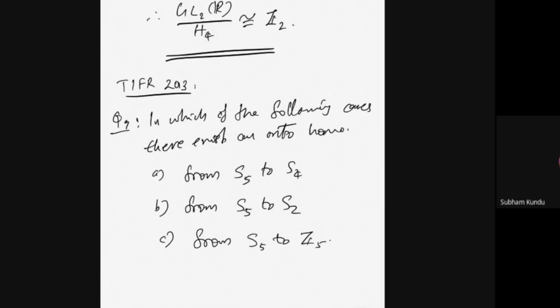In which of the following cases does there exist an onto homomorphism? Let's say from S5 to S4. Does there exist an onto homomorphism from S5 to S4, S5 to S2, S5 to Z5? Here Sn is the symmetric group on n letters, the set of all permutations of this n element set.